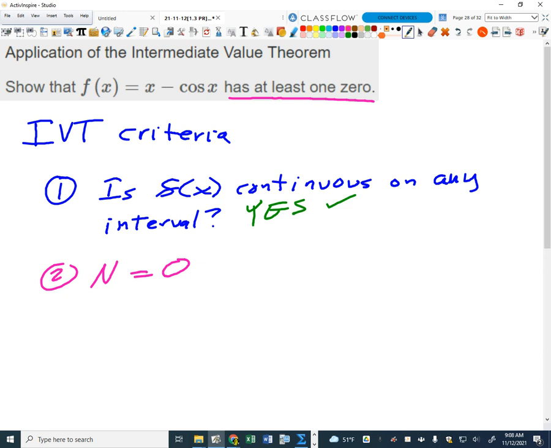If n is 0, what could you tell me about the value of the function at a and the value of the function at b? What would they need to be for the intermediate value theorem to apply here? Okay, yeah, one would be negative and one would be positive, because 0 would be between a negative number and a positive number. Does it matter which one? No, it doesn't. The left endpoint could be negative and the right endpoint positive, or vice versa, it doesn't matter.